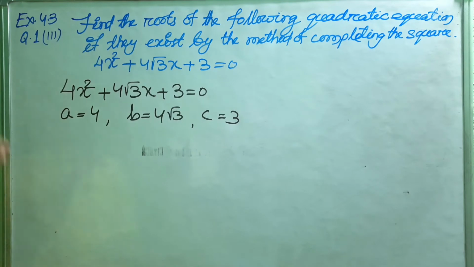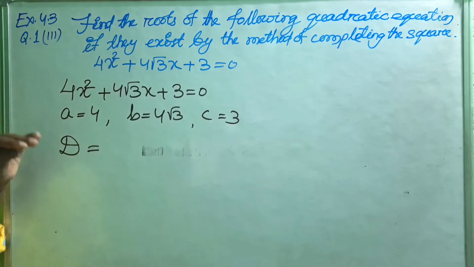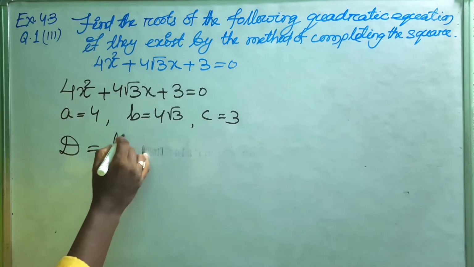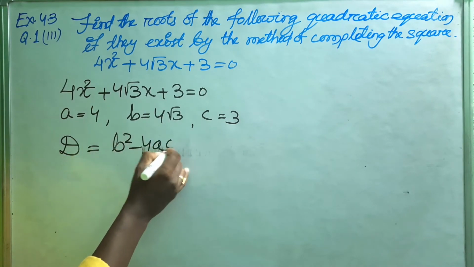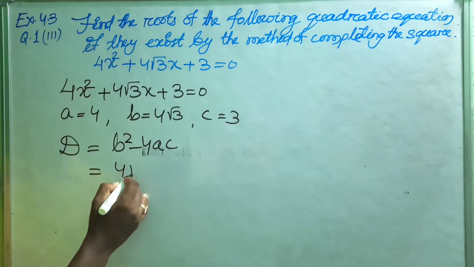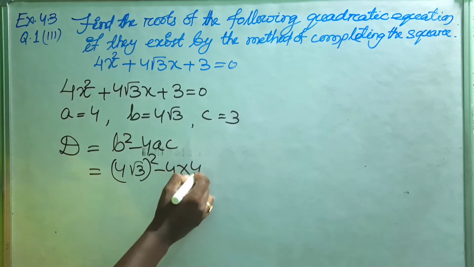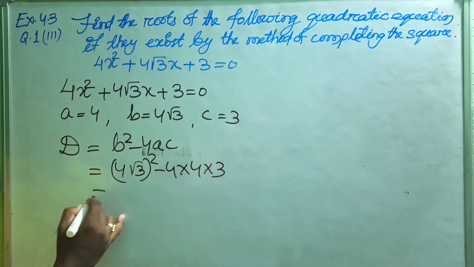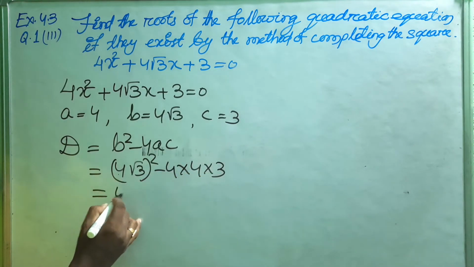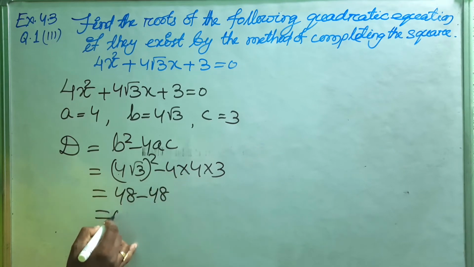Okay, now what we'll do? We'll determine D, discriminant D. What is the formula of D? B square minus 4AC. Okay, now put these values here. You will get here 4 root 3 square minus 4 into 4 into 3. So this will be 16 into 3, 48, minus this is also 48. So this equal to 0.